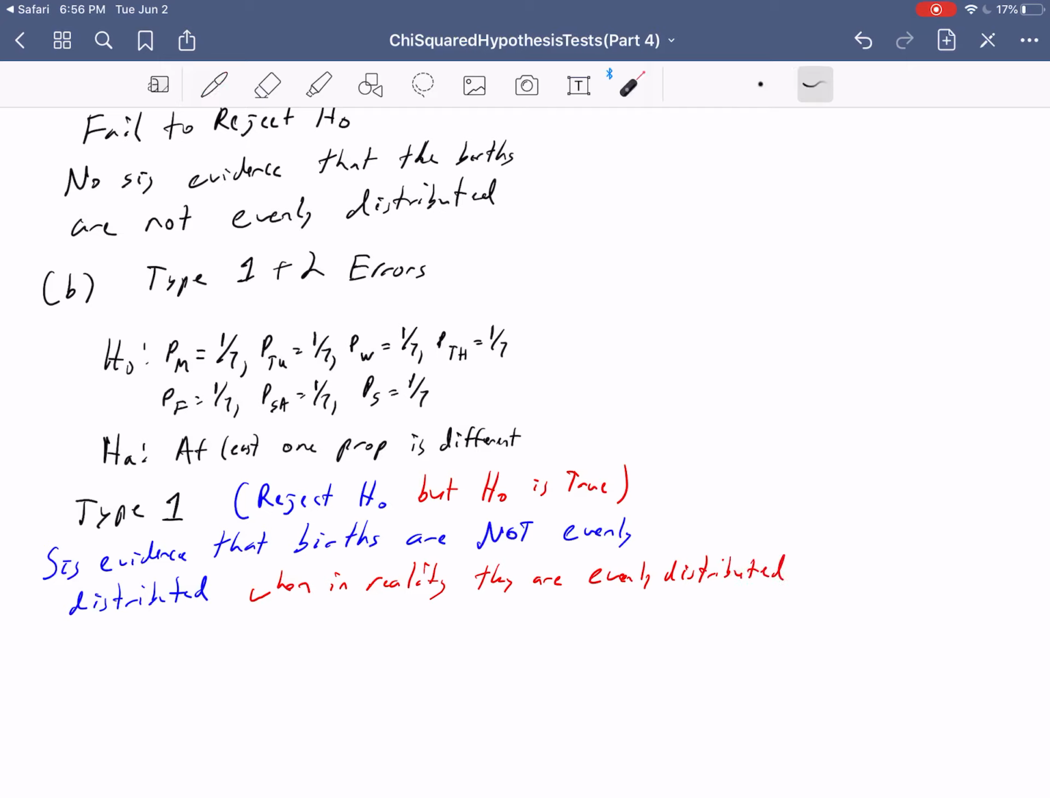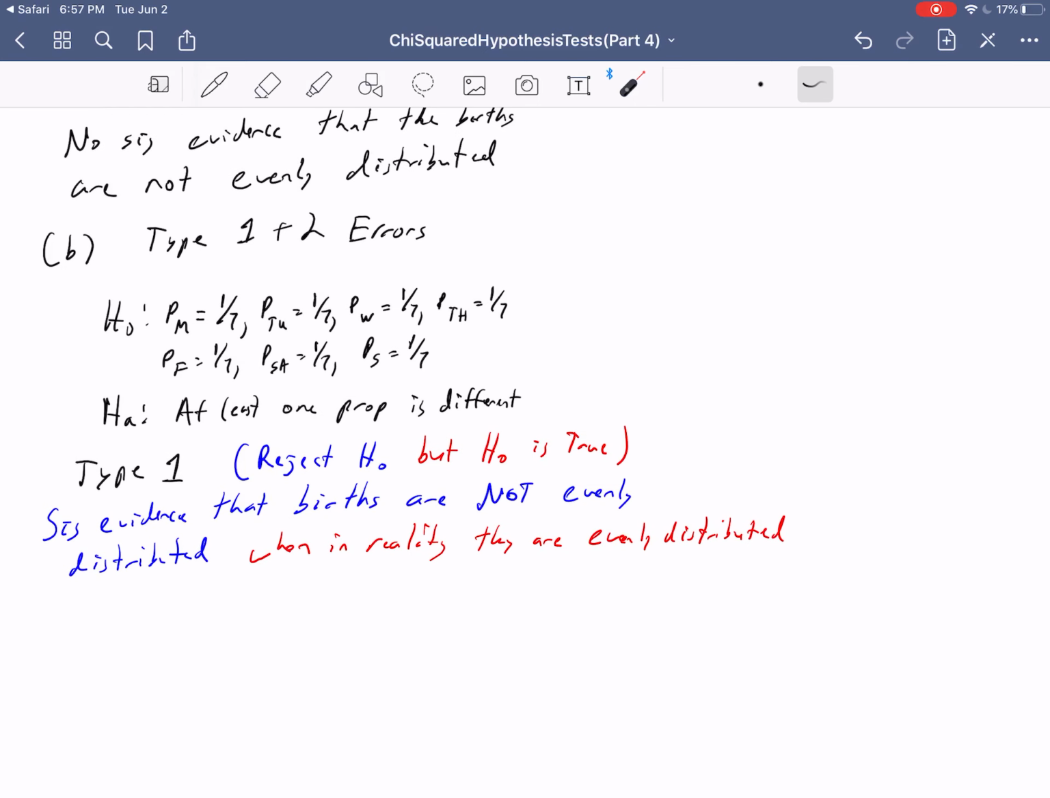Again, as always, when we're thinking about errors, let's think about what the real life consequences would be here. This is where we decide that there's evidence that the births are not evenly distributed. In other words, they're not occurring randomly, which might cause us to be concerned that maybe there's labors that are being induced when they're not supposed to be or something like that. So this would basically mean that we might investigate the hospital for some sort of malpractice, when in reality, they are evenly distributed. Nothing weird is going on. This, again, would be a false accusation that maybe this hospital isn't treating its patients correctly here.